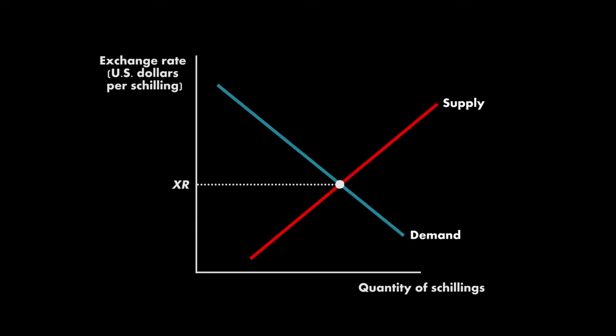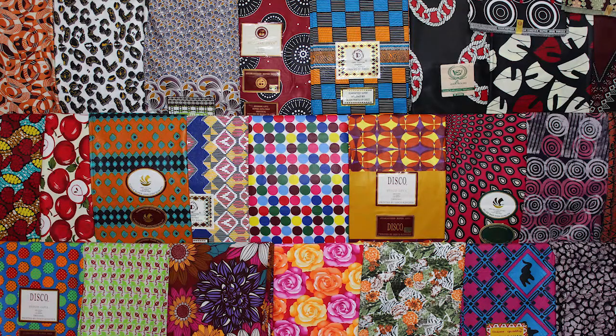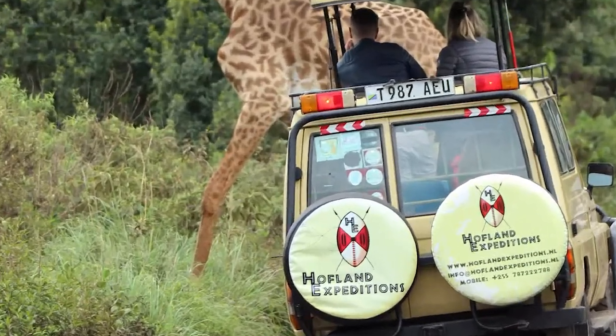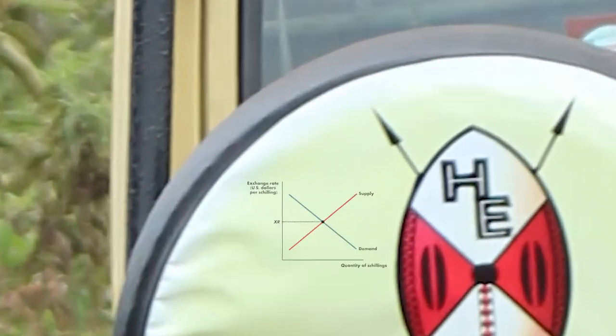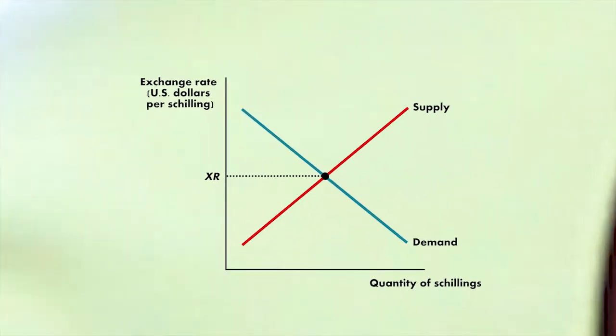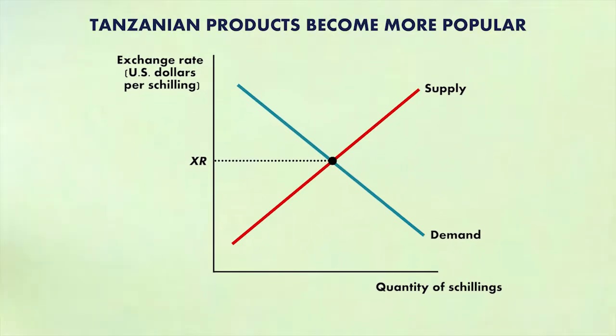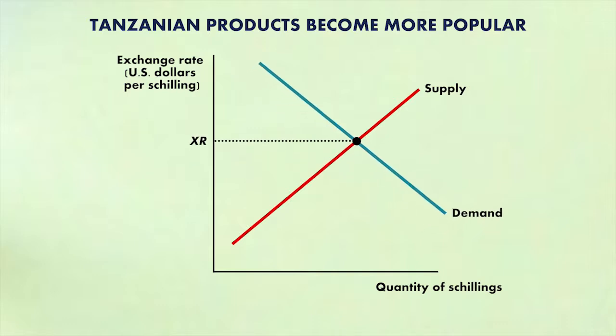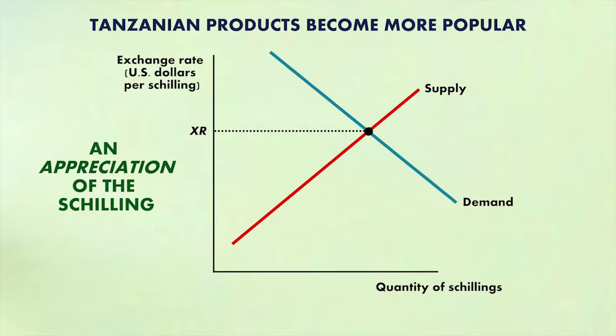Let's consider some examples. If Tanzanian fabric and gems and safaris become more popular, the demand for shillings will increase as people buy more Tanzanian currency so that they can buy more Tanzanian goods and services. The result will be a rightward shift of the demand curve for shillings and an increase in the exchange rate. We call that increase an appreciation of the shilling.